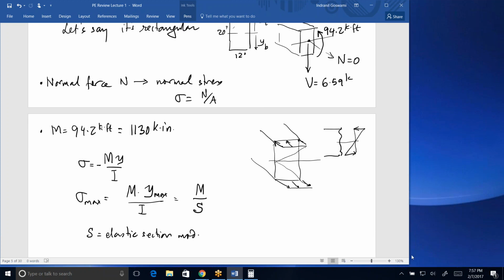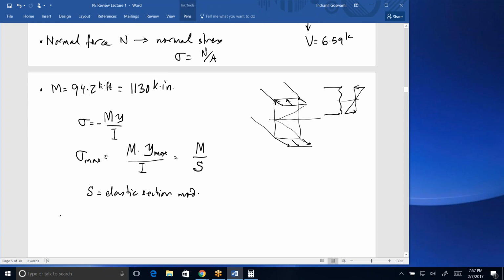Now for a rectangle, it's worthwhile remembering, for a rectangle, B times H, the moment of inertia about this axis, call that the x-axis, the moment of inertia about the x-axis is 1/12 base times height cubed, and the section modulus is 1/6 base times height squared.